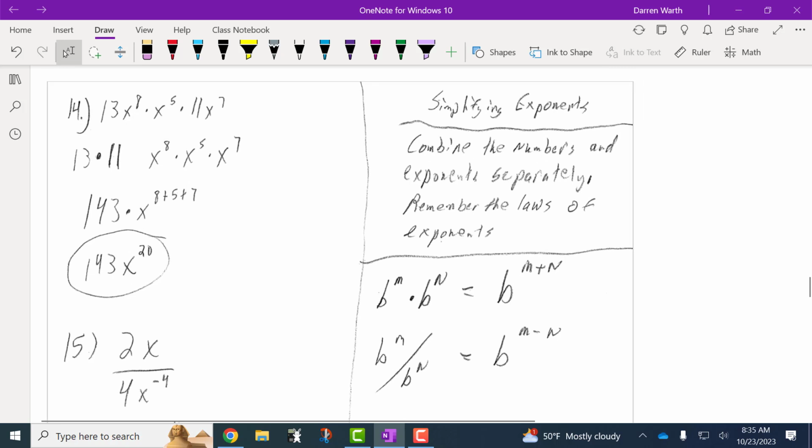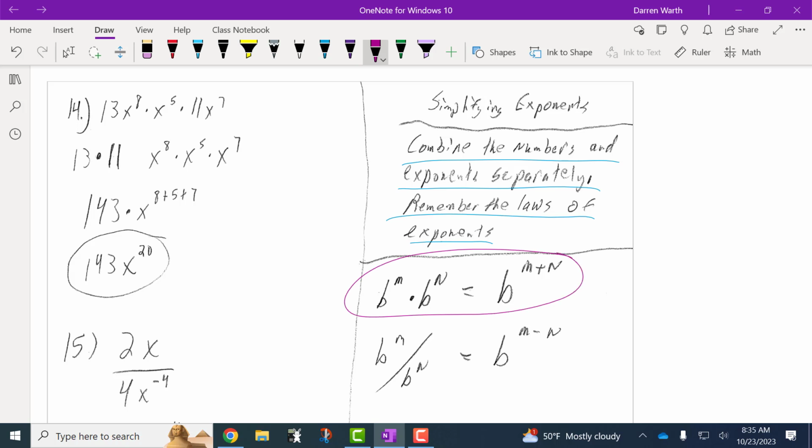Okay, number 14, just have to remember laws of exponents. So on number 14, it says to simplify exponents, you go ahead and combine the numbers and exponents separately. And remember your laws of exponents. So just a reminder on your laws of exponents. First law says that if I'm multiplying, so b to the m times b to the n, you just take your two exponents and add them together. And then the other rule is if you're dividing, if you have b to the m all over b to the n, you subtract your exponents. So that is b to the m minus n.